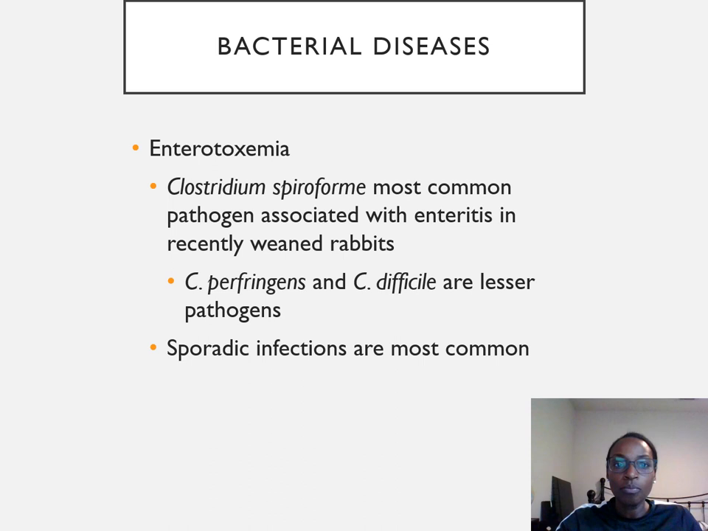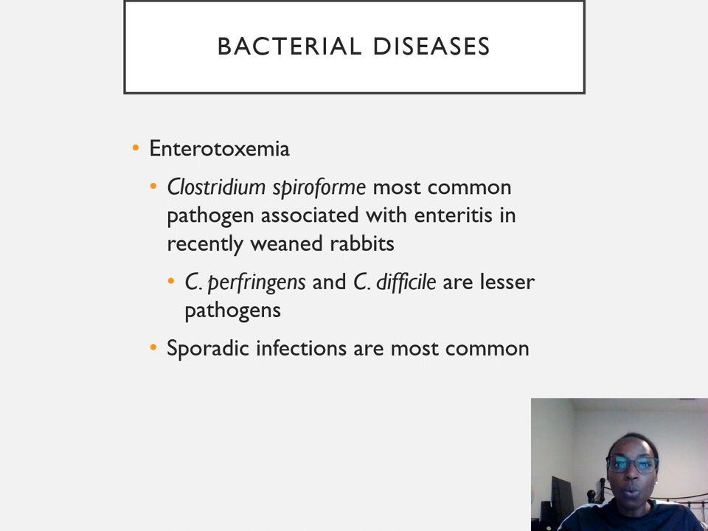Okay, so enterotoxemia. We talked about this with our guinea pigs. We know that enterotoxemia is something that is normally going to be caused by the use of antibiotics, right? So with our rabbits, the most common bacteria that causes this is Clostridium spiriforme. Okay, this is the most common pathogen that is associated with enteritis in recently weaned rabbits. However, we can also see this in adult rabbits. Okay, so our clostridial species are absent or found in low numbers in rabbits' large intestines.